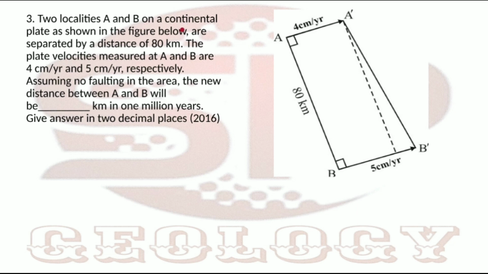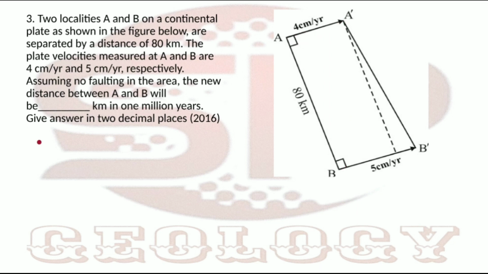The two localities A and B on a continental plate, as shown in the figure below, are separated by a distance of 80 km. The plate velocity measured at A is 4 cm per year, and at B it is 5 cm per year. Assuming no faulting in the area, the new distance between A and B will be dash kilometer in 1 billion years. First we'll see what distance they will travel in 1 billion years.